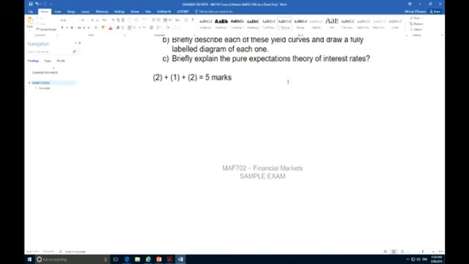Next question is a slightly more difficult one and certainly indicative of the kind of thing that you could see. Briefly describe pure expectations theory as it relates to interest rates. I think this was a question that I just put together quickly just to finish off the sample paper. Normally a question like that would be weighted more heavily. That's not a 2-mark question. That's something a little bit more involved than that.